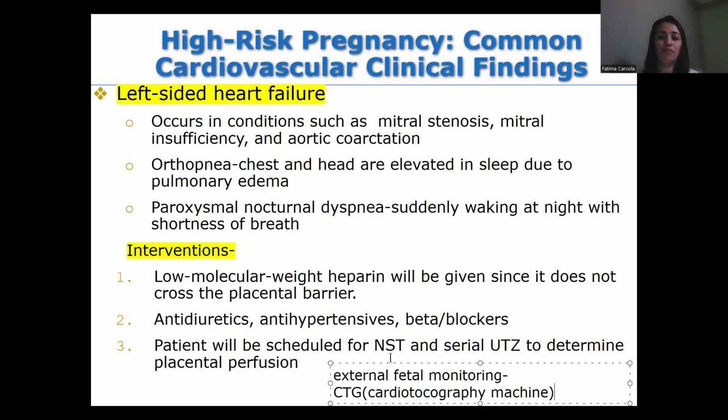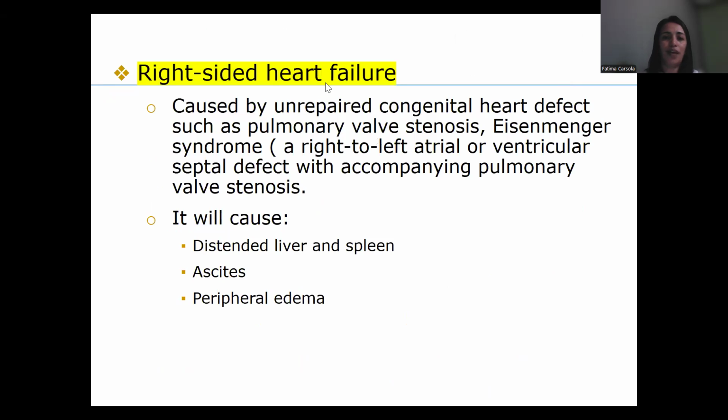And then they will also have to do the serial ultrasound to determine the placental perfusion because this is a cardiac disorder. Okay, so let's proceed to the next slide. Next, we have here the right-sided heart failure. So when we say right-sided heart failure, of course, it could be unrepaired. Okay, it could be congenital.